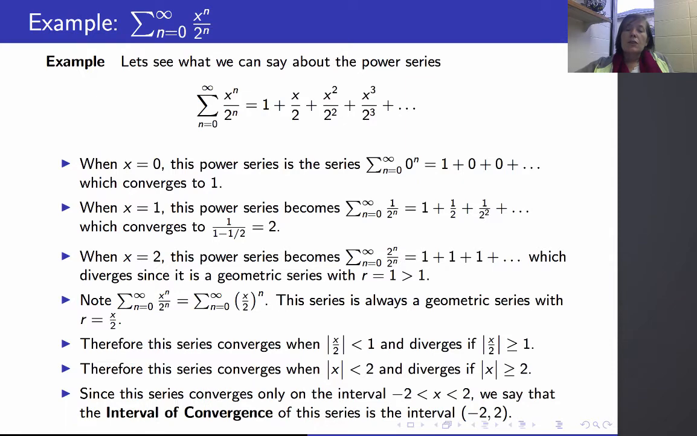This series makes sense only for x values between minus 2 and 2 on that open interval. We call this the interval of convergence of the series. So the interval of convergence of this series is the open interval from minus 2 to 2, and that's the x values where the series converges.